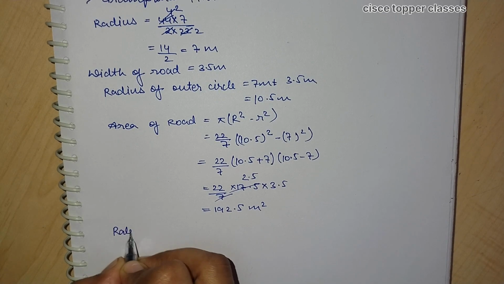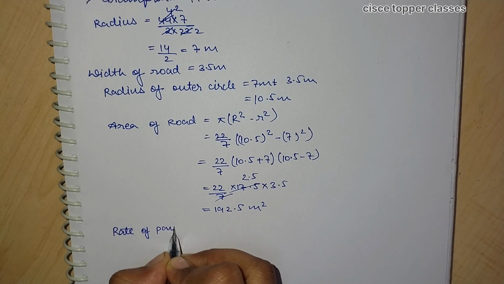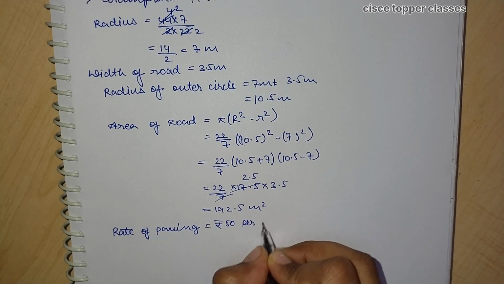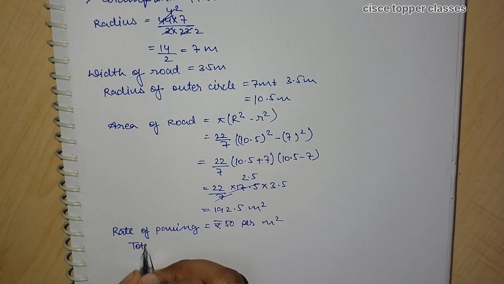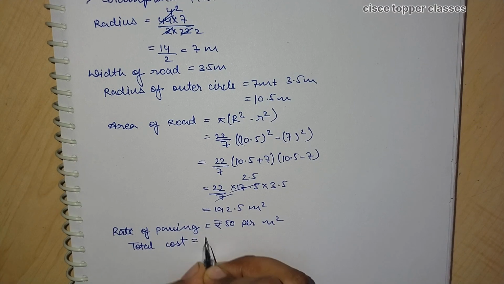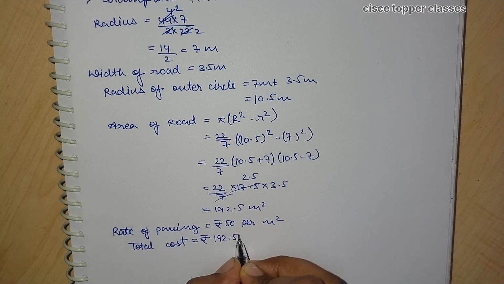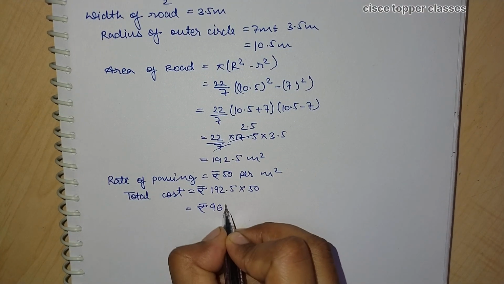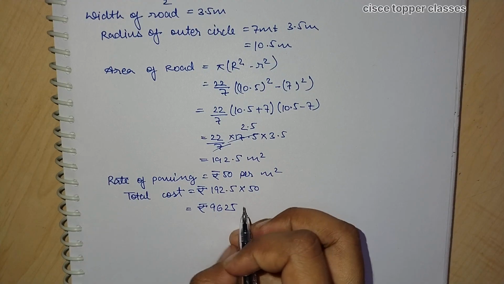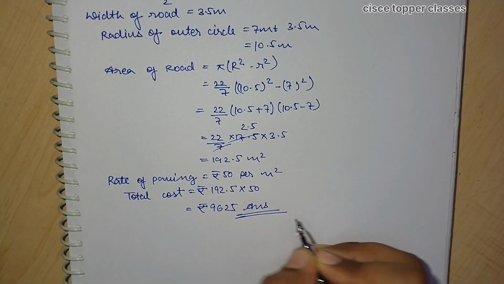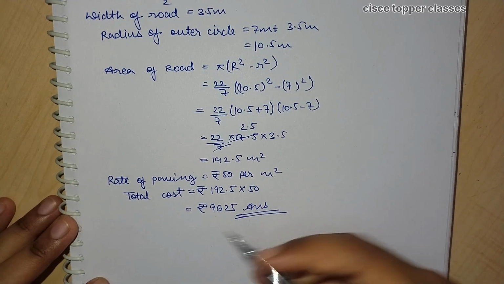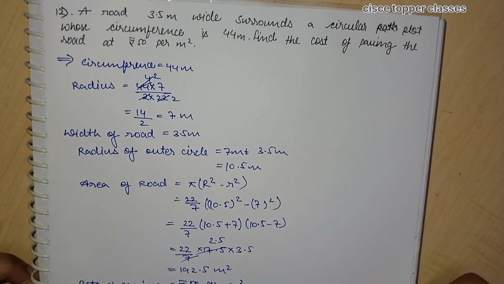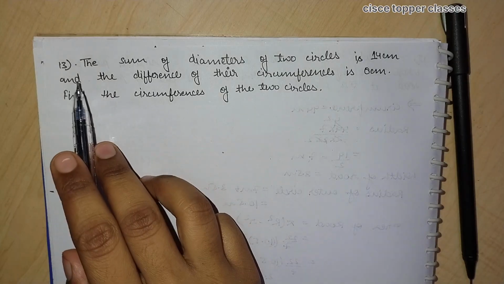For rate of paving, it is given to us as rupees 50 per meter square. So we can write the total cost as equal to rupees 192.5 into 50. On multiplying it with 5 we can write 9,625 is the final answer. Means the total cost which will be used here will be 9,625 rupees. So this is the final solution of the 12th question here. Now let us solve here 13th question.